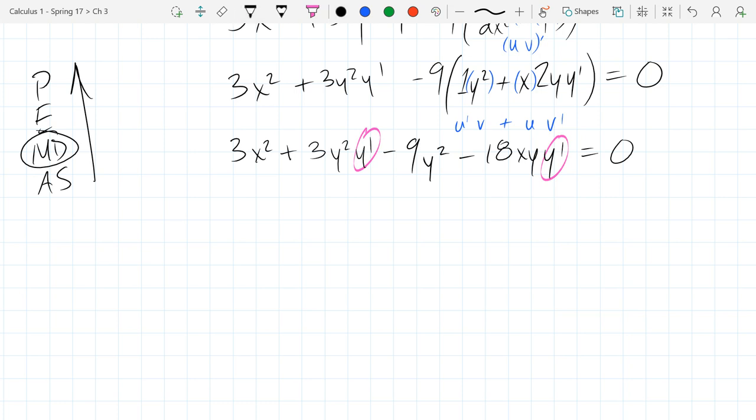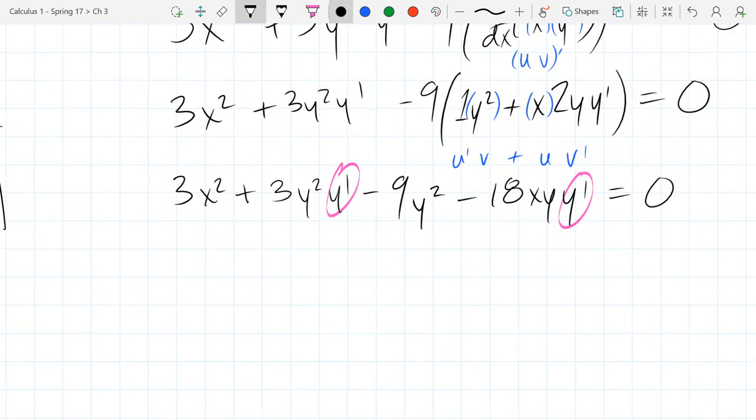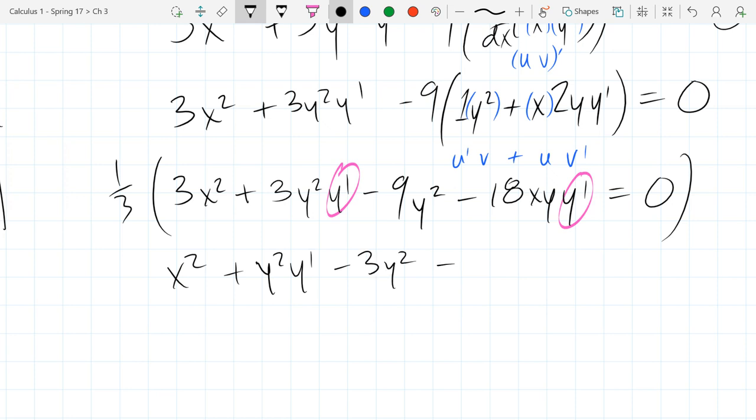So PEMDAS is more of a guide, not an actual rule. So you can do whichever operation you want first, you just have to make sure you do it carefully. So let's go ahead and multiply by 1/3. X squared plus y squared y prime minus 3y squared minus 6xy y prime. Still trying to solve for y prime.